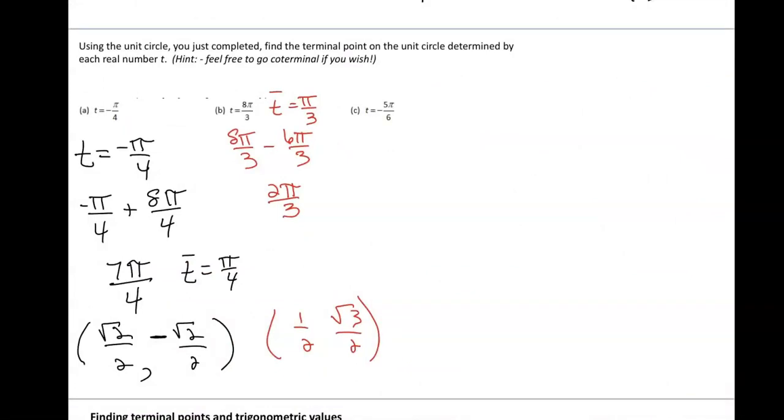I know that my x's are negative. Boom, I'm done. Okay, next one. So with this next one, t equals negative 5 pi over 6.